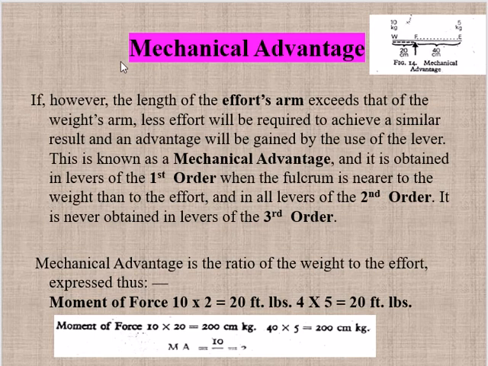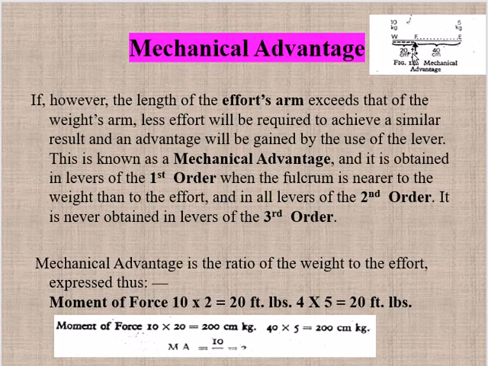What is mechanical advantage? If length of the effort arm exceeds that of the weight arm, less effort will be required to achieve a similar result, and we can say an advantage will be gained by the use of the lever. This is known as mechanical advantage, and it is obtained in the levers of first order when the fulcrum is nearest to the weight, then to the effort, and in all levers of the second order.